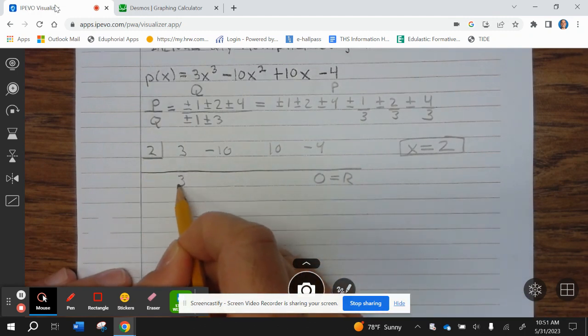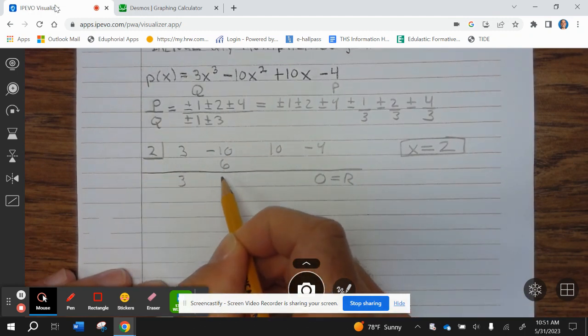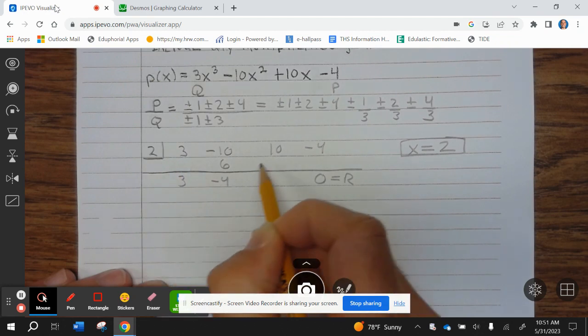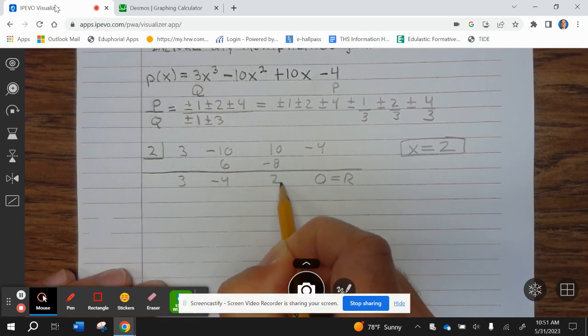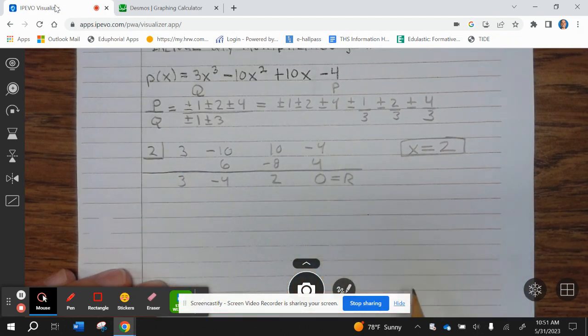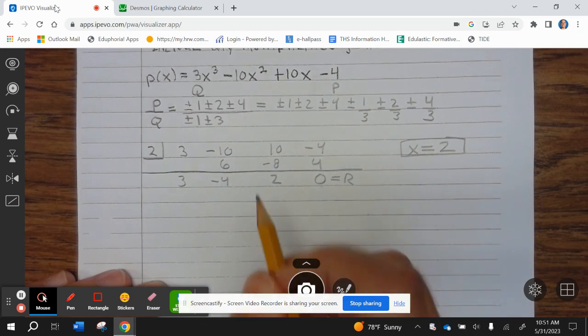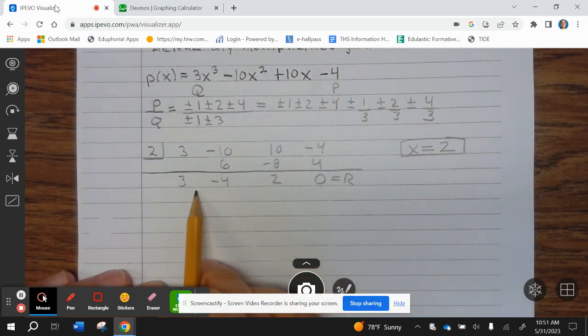So bring down the 3. 3 times 2 is 6. Negative 10 and 6 is negative 4. Negative 4 times 2 is negative 8. 10 minus 8 is 2. 2 times 2 is 4. The remainder is 0.